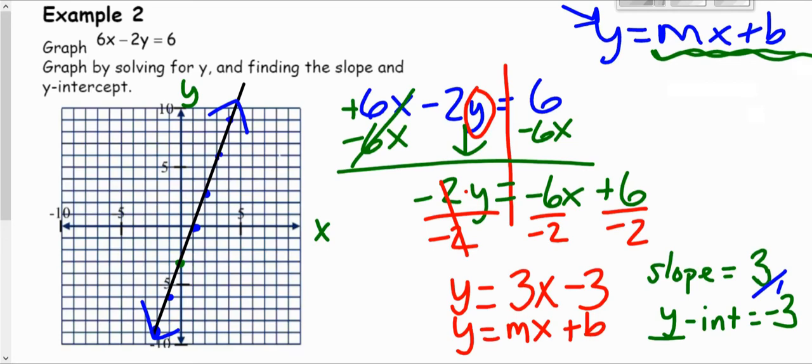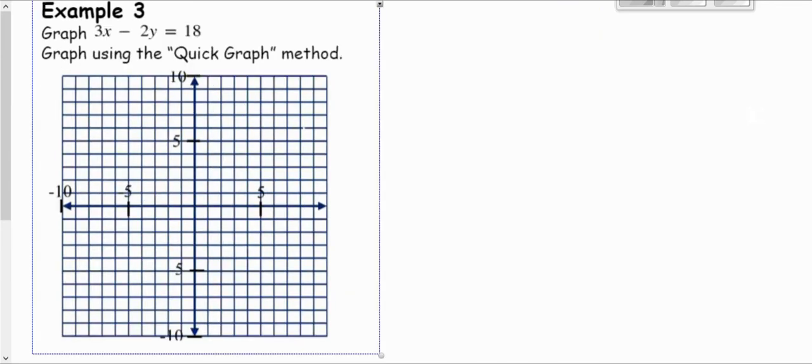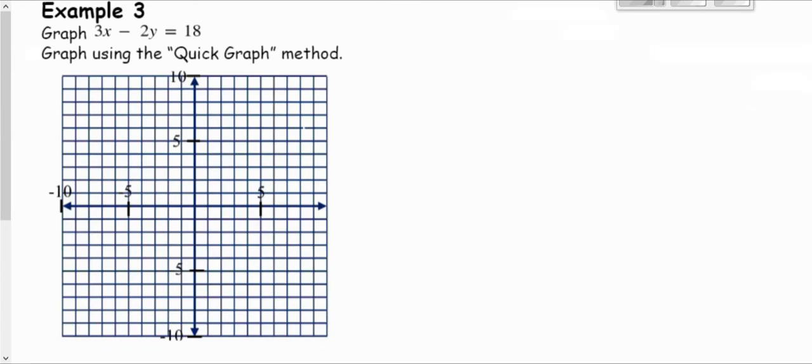And you should get the same graph as we did in the previous example. If you look, we've got the same intercepts. Y is a negative 3, x is positive 1. It's just a different way to do the exact same problem. So let's try the process again. Let's look at using the quick graph method. So let's start with that 3x minus 2y equals 18.